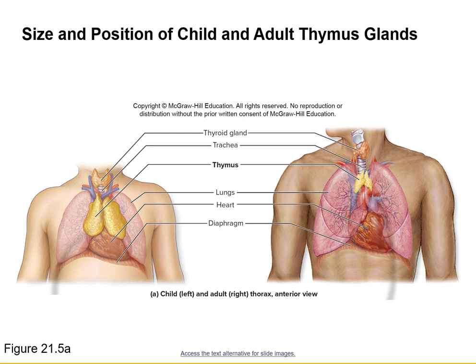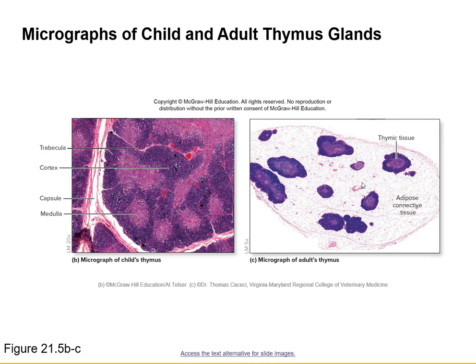Here you can see a visual representation of where you would find the thymus, and the differences between a child here on the left and an adult on the right. Here's your heart, relatively large, proportional to the heart in the child, and in the adult, relatively small. So proportional to the heart, it's much smaller in the adult. Here you can see some thymic tissue.